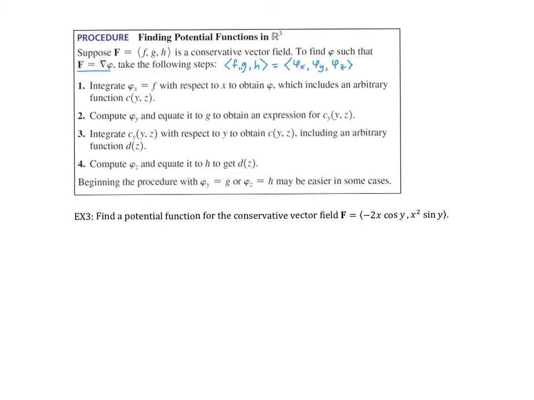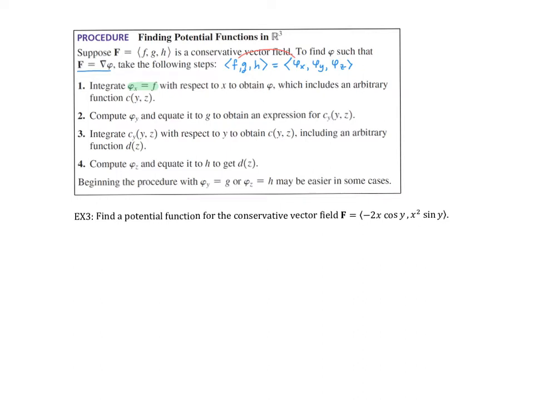The steps are, look at the first. In order for these guys to be equal to each other, they have to be equal to each other component-wise. So f has to be equal to the partial of phi with respect to x. Now remember, we're trying to find phi. So what we could do is set the partial derivative of phi with respect to x equal to f. That would be the first step.